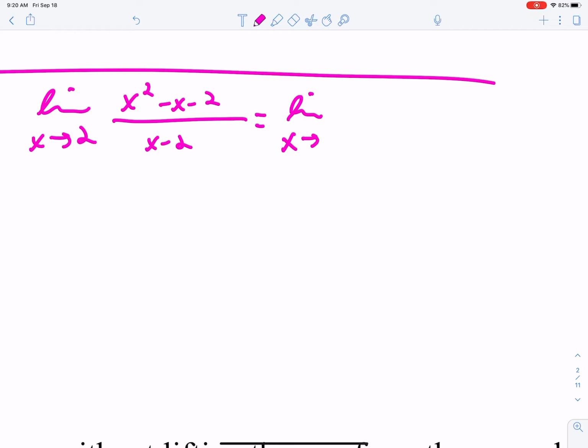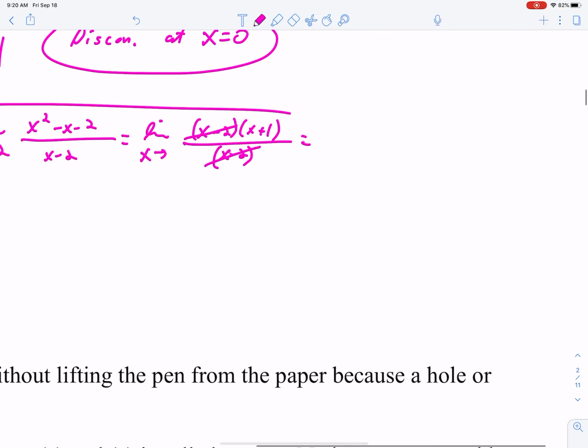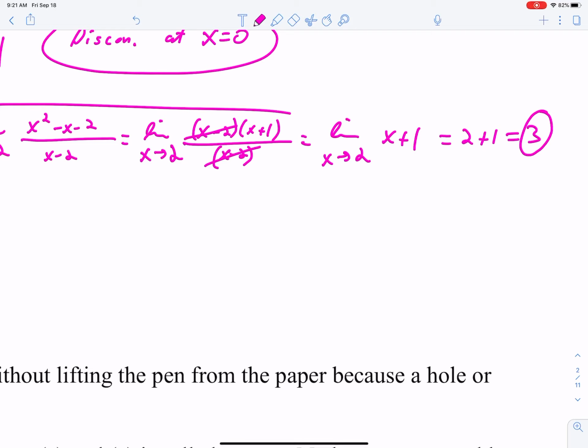So x squared minus x minus 2 factors out to be x minus 2 times x plus 1, all over x minus 2. Well, that works out nicely, doesn't it? Okay. So then we have the limit as x approaches 2 of the function x plus 1. Well, x plus 1 is a polynomial, right? The domain of any polynomial is all real numbers, so 2 is definitely in the domain, which means we're allowed to plug in, which means the limit exists.